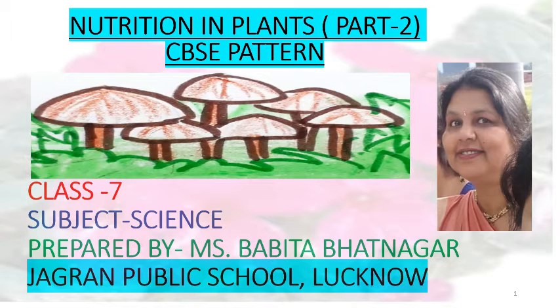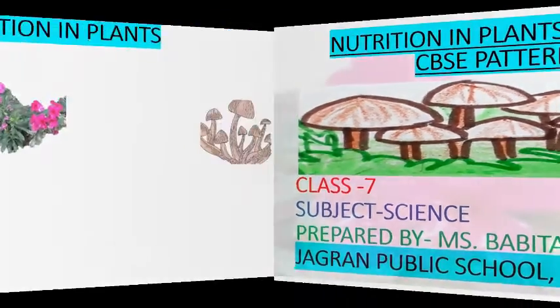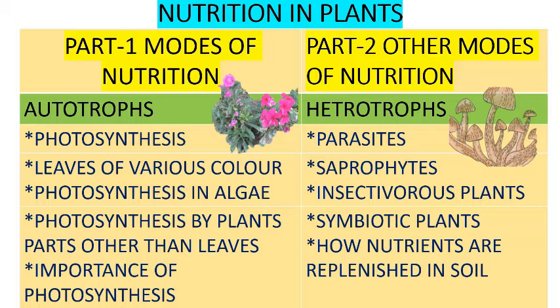Today we will study chapter 1 of class 7 science, nutrition in plants, part 2. Children, we have already done part 1 of this chapter. We have learnt about the autotrophs, about green plants, the process of photosynthesis by which green plants make their own food. In part 2, we are going to learn about other modes of nutrition, about heterotrophs. We will learn about parasitic plants, saprophytic plants, insectivorous plants, symbiotic plants, and how nutrients are replenished in soil.